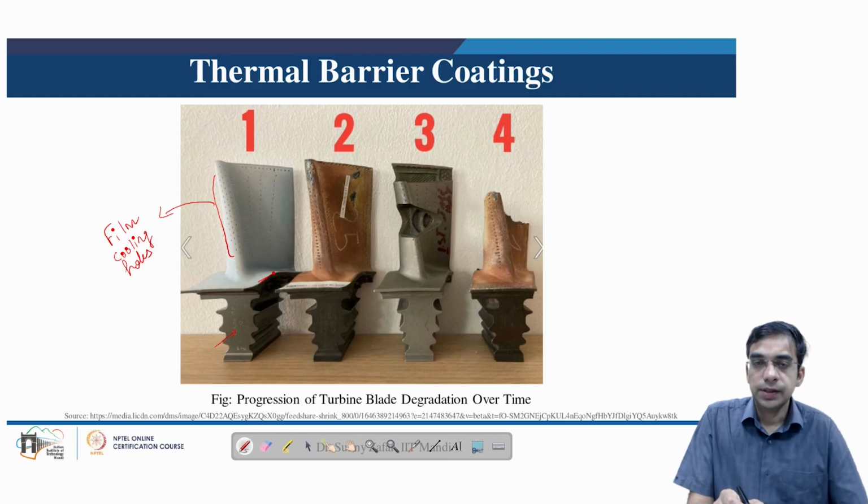And after several cycles of service, the degradation of the thermal barrier coating starts. As the thermal barrier coating starts to degrade, chipping off of the coating takes place, and consequently the core of the blade is also exposed to the rigorous environment consisting of high velocity, high temperature gases, and eventually the blade gets degraded over time.